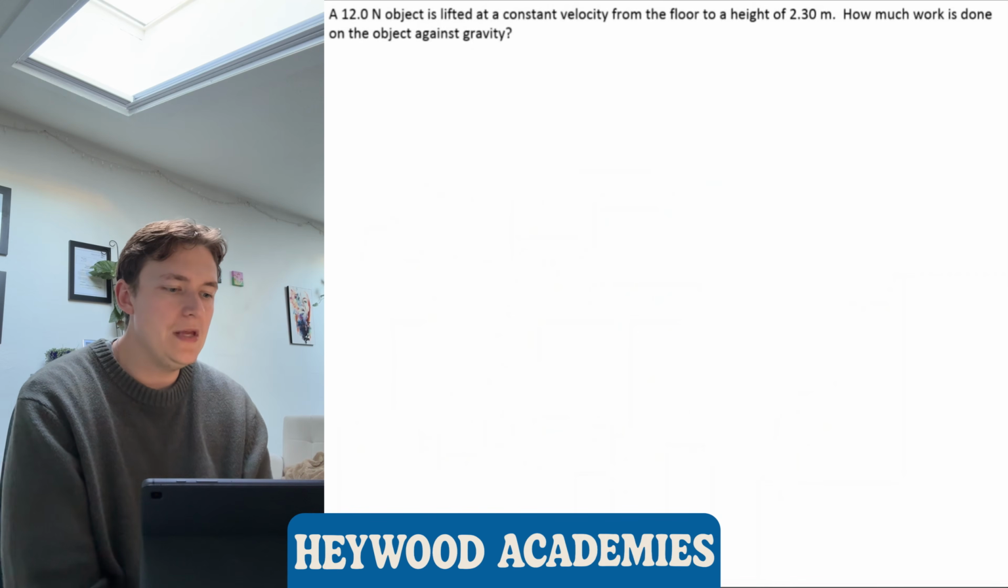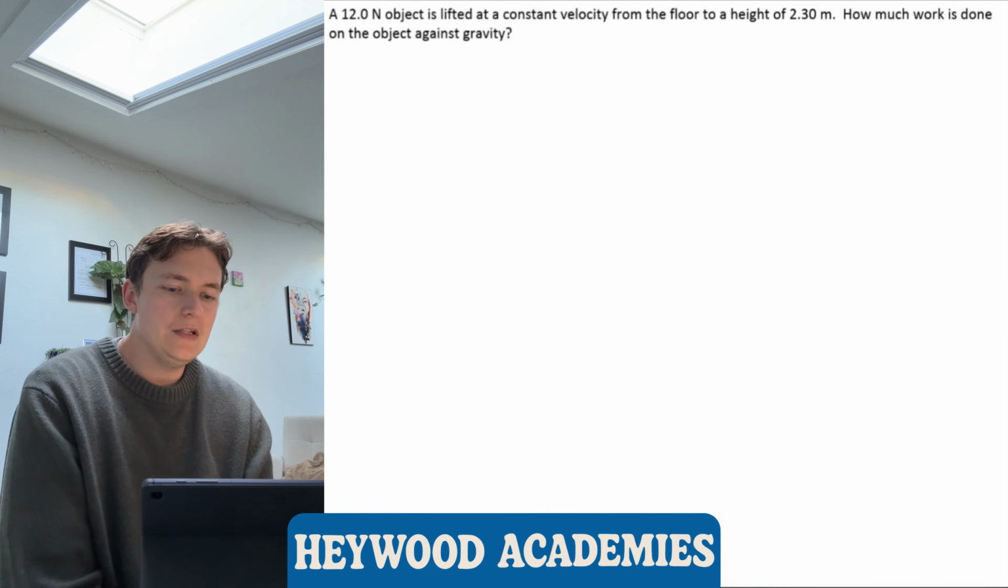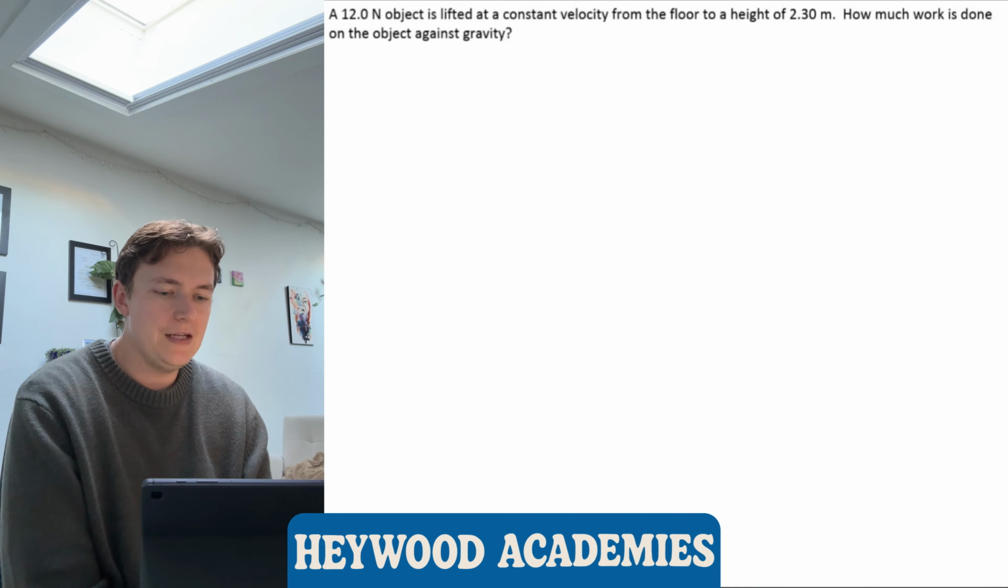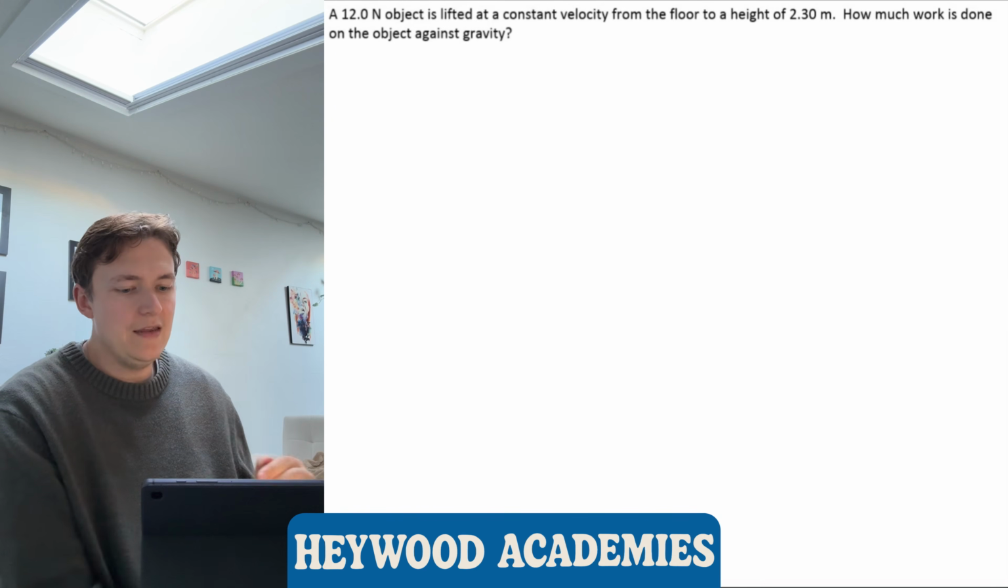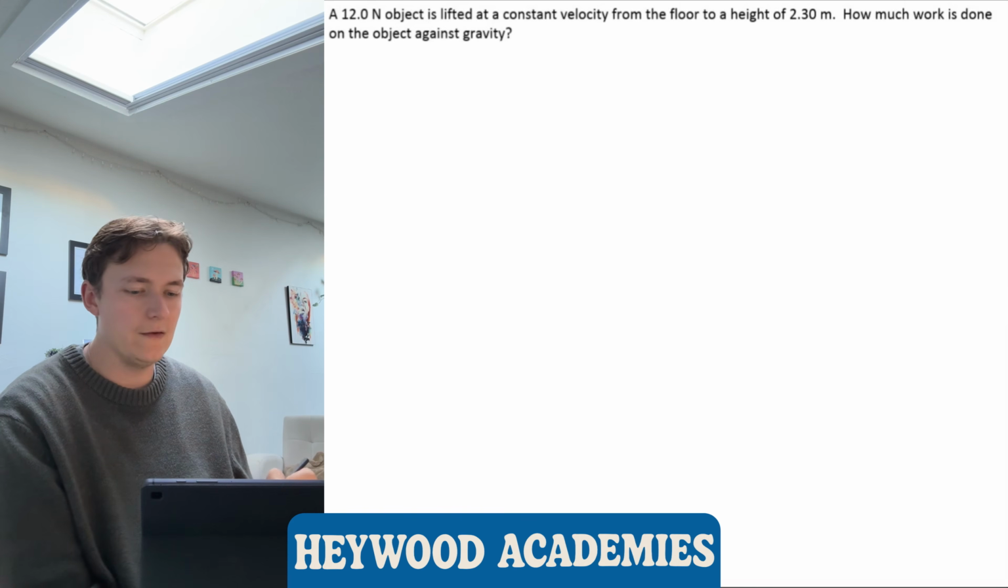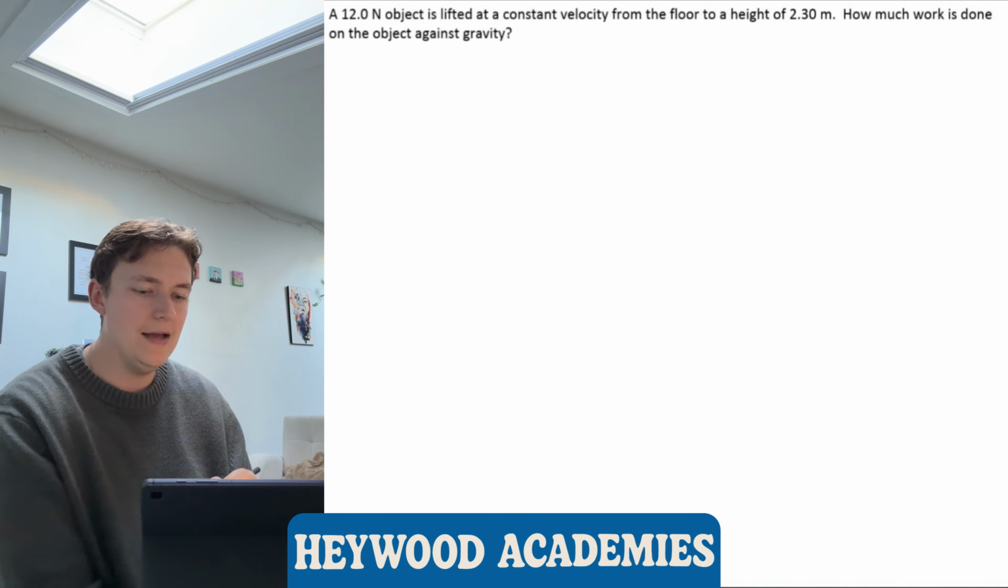A 12 Newton object is lifted at a constant velocity from the floor to a height of 2.3 meters. How much work is done on the object against gravity? Now in this case, they told us the object was 12 newtons, so instead of giving us the kilograms, they actually gave us the force of gravity as 12 newtons. So that's weight was given to us.